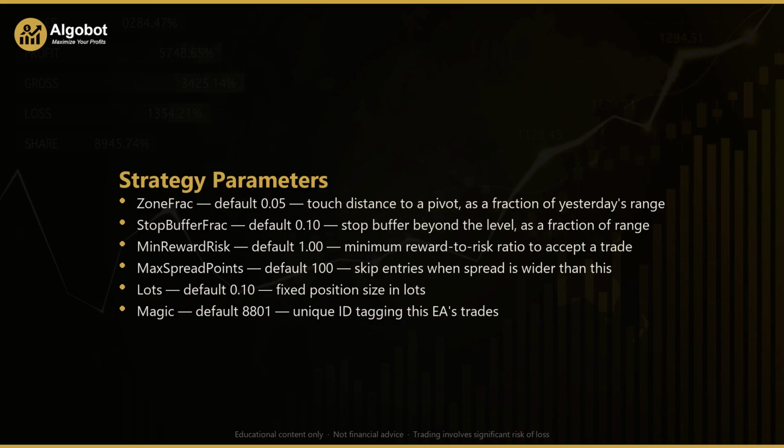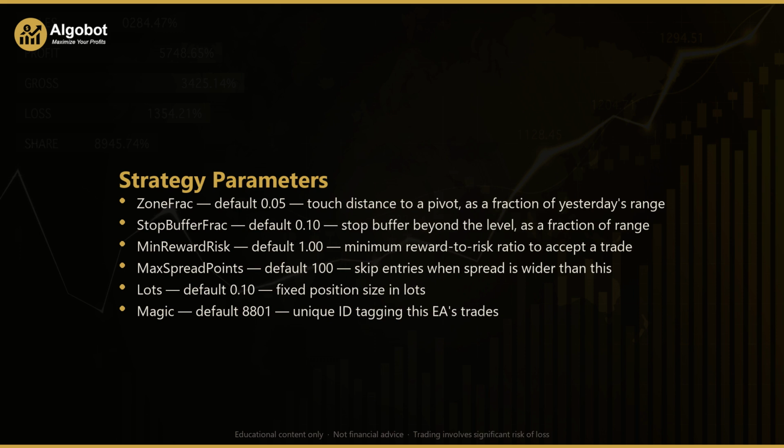Next is stop buffer fraction, defaulting to 0.10. This sets how far beyond the held level or the signal candle's extreme the stop loss is placed, again as a fraction of the daily range. A wider buffer gives the trade more breathing room but increases your risk per trade, while a tighter buffer keeps risk small but is more easily stopped out by noise.